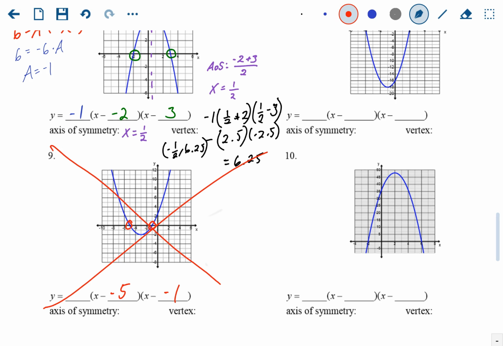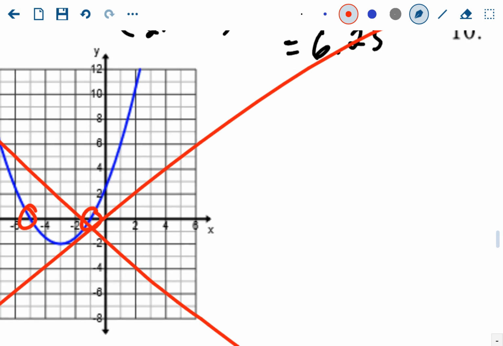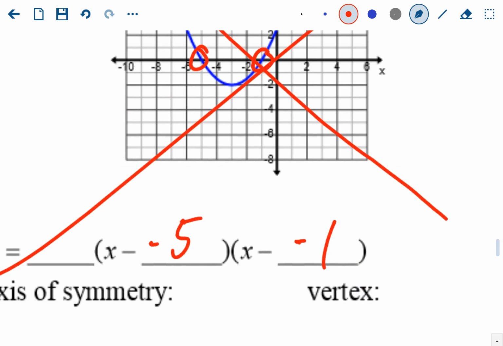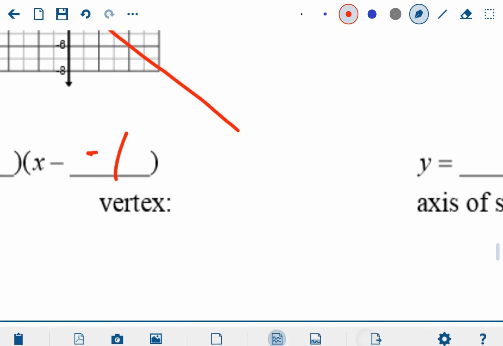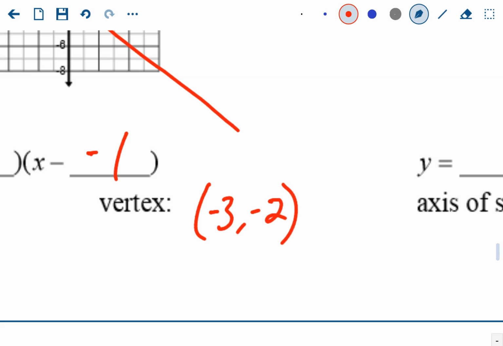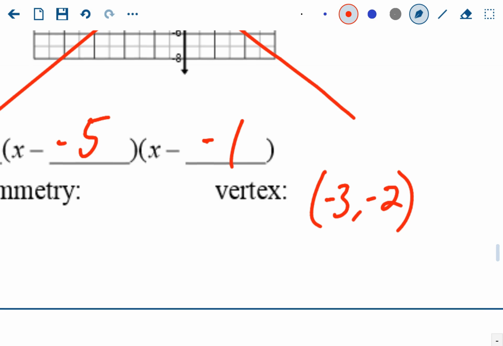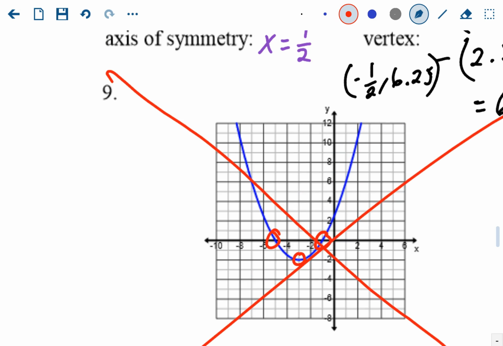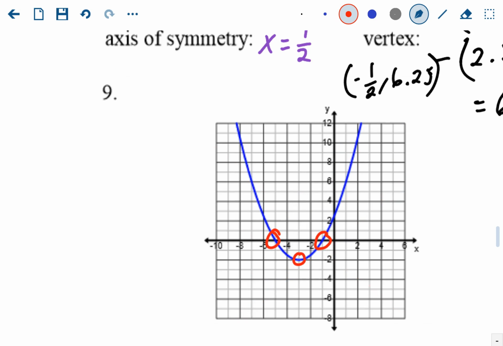You can still find the axis of symmetry. Probably shouldn't put an X on that. Vertex is obvious on this one. Vertex is -3, -2. Which means the axis of symmetry is automatically x equals -3. So actually I take back that X. We could find this without the intercept.